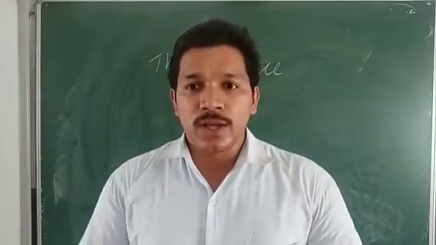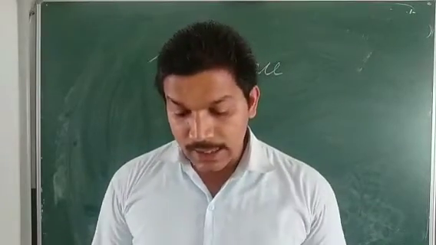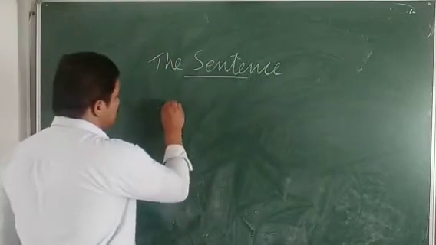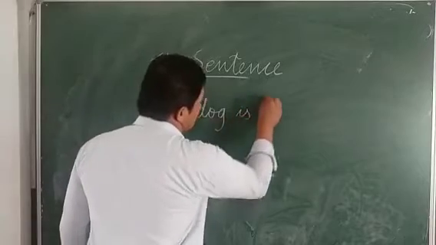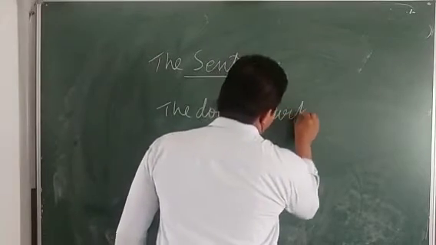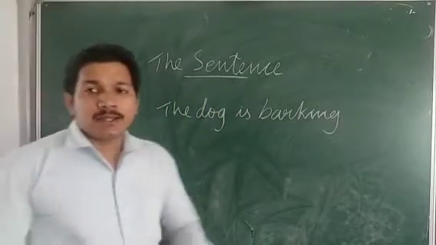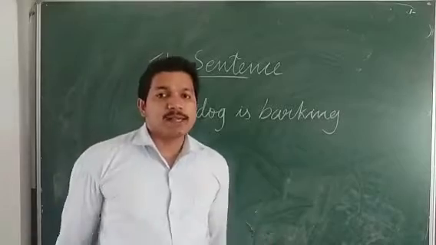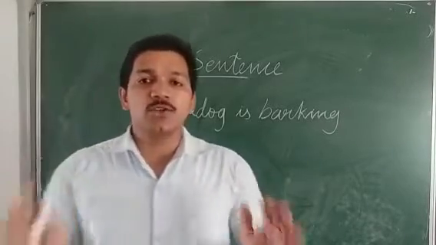So here we are going to see what the different parts of the sentence are, that is, a subject and a predicate. For example, the sentence: The dog is barking. This is a sentence, and it can be divided into two categories, the subject and the predicate. The subject means the doer of the action.